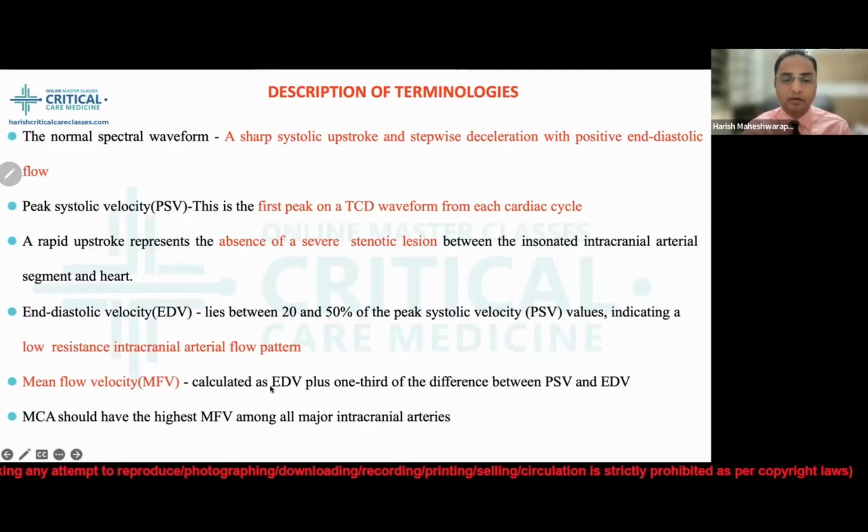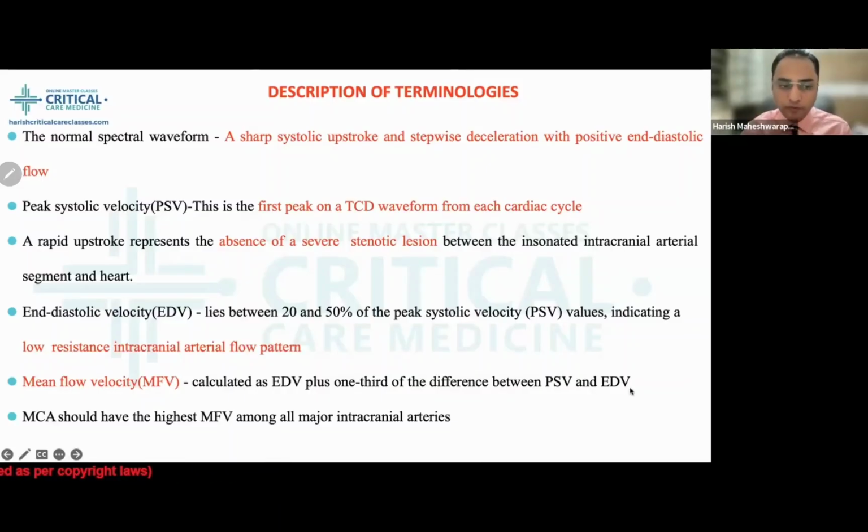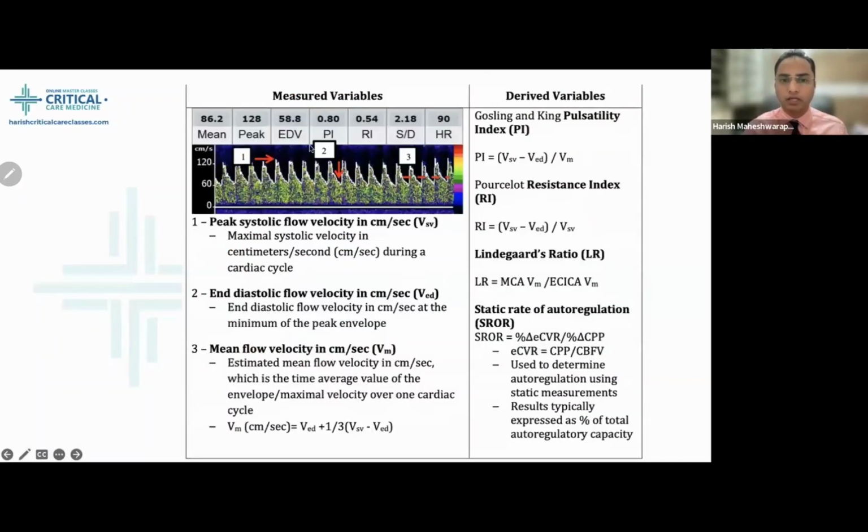Mean flow velocity is calculated as end diastolic velocity plus one third of the difference between peak systolic and end diastolic velocity. The middle cerebral artery should have the highest mean flow velocity among all major intracranial arteries, including the anterior cerebral artery, posterior cerebral artery, posterior communicating artery, and the vertebral and basilar arteries. So the mean flow velocity for the MCA is the maximum. These are some of the measured variables by using TCD, and we have some derived variables also.